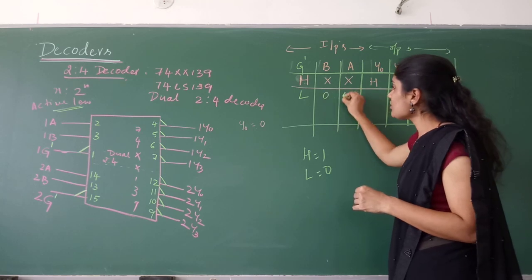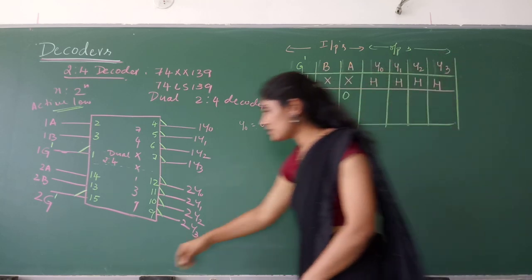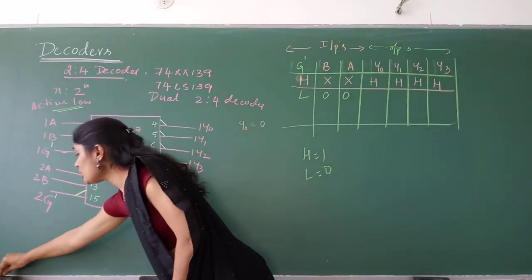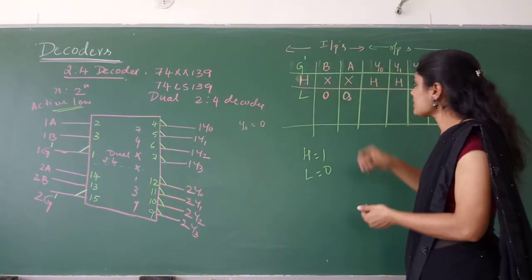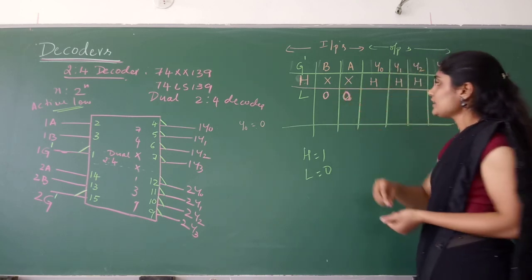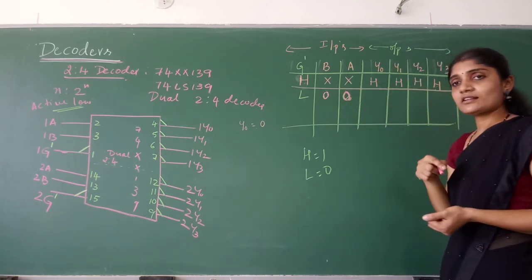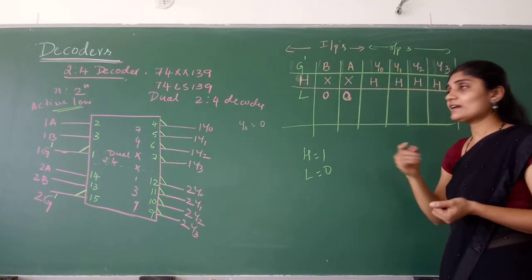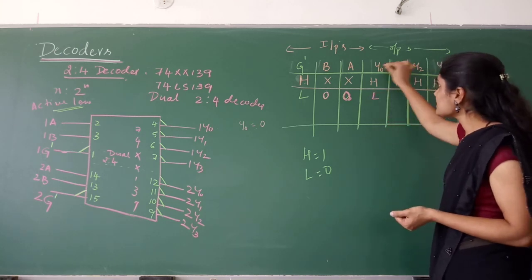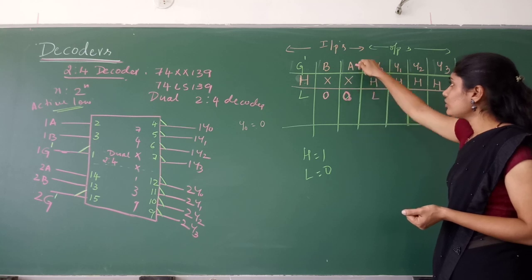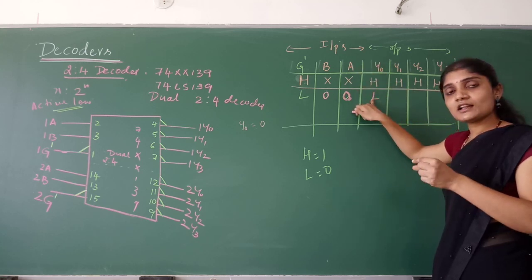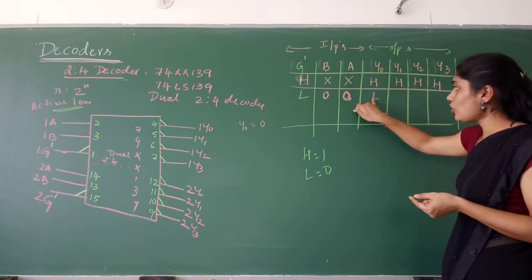If you give 0, 0, what is your output? If you give 0, 0, Y naught will be active. How do you denote that Y naught is active? By giving low, because outputs are also active low. So if Y naught is low, only then that particular line is active. Active low.